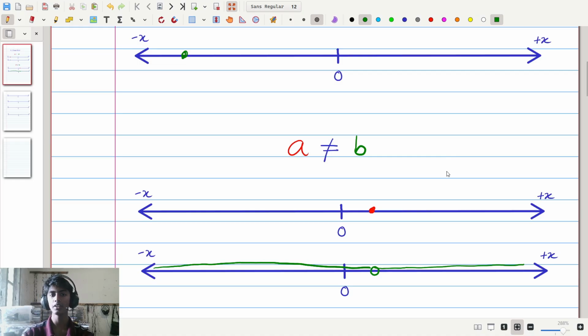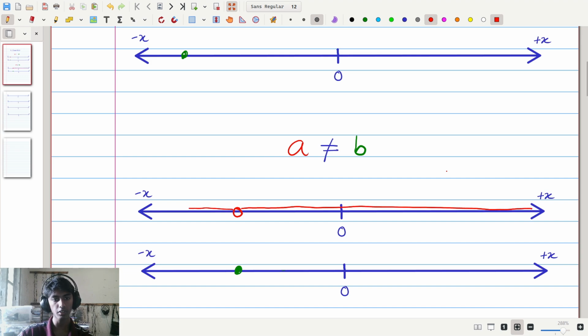So this is what A not equal to B means. If A has some numerical value, then B can have any numerical value that's not that value of A. Similarly, if B has some numerical value, let's say B is this numerical value over here, then A can have any numerical value that is not the numerical value of B. So basically, A and B do not have the same numerical value. This is the interpretation here.